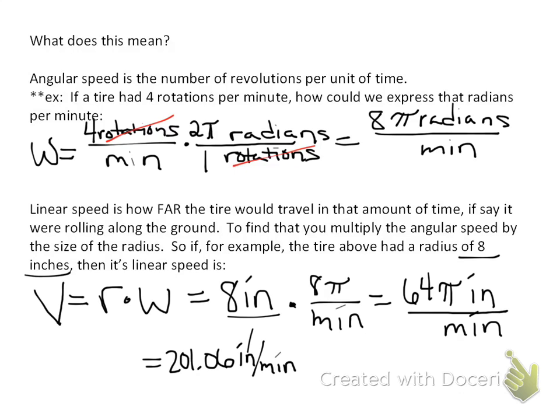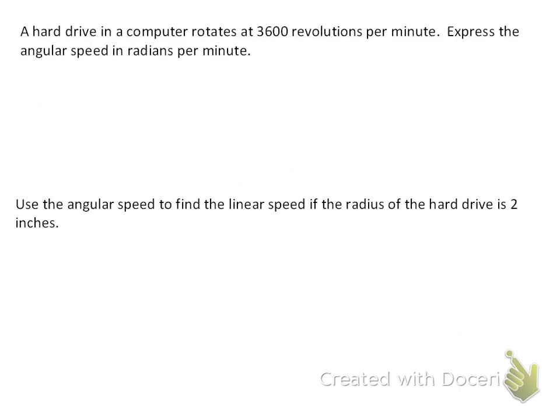So this is a 2-step process, and the 2 steps are always the same. Your first step is always to multiply by 2 pi radians over 1 rotation to get it in terms of radians. And then your second step is always to multiply by the radius. Those are the only two things you have to do to find angular and linear speed. So let's look at another example.